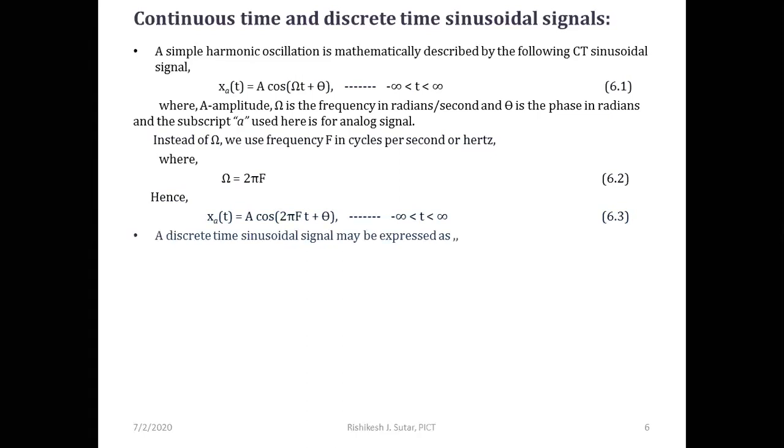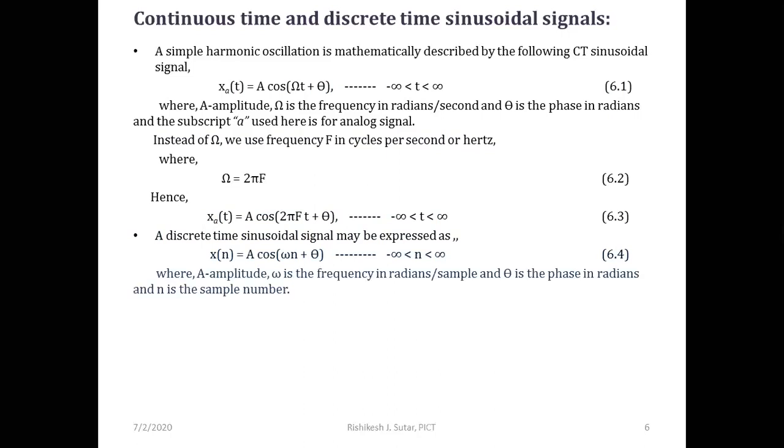Similarly, I can express the discrete time sinusoidal signal as x of n is equal to A cosine of omega n plus theta, where n runs from minus infinity to plus infinity. Here, capital A is the amplitude of the discrete time signal, omega is the frequency in radians per sample, and theta is the phase in radians. Small n is the sample number.